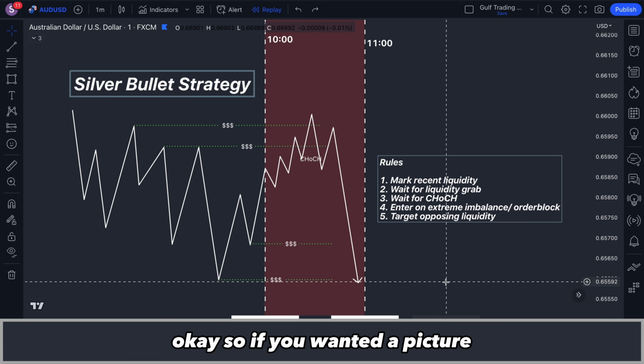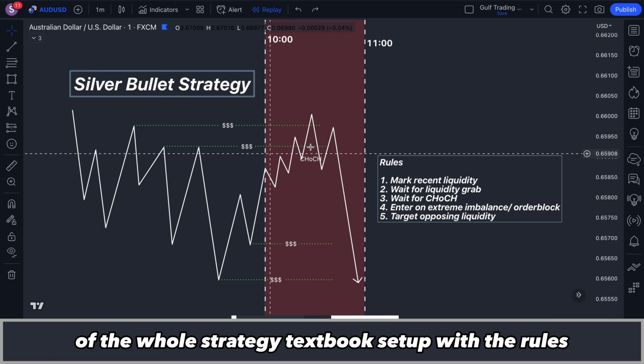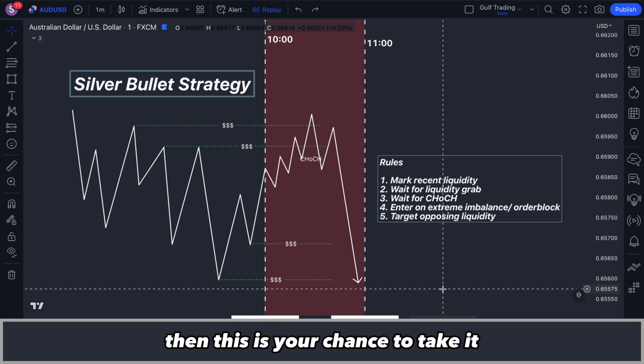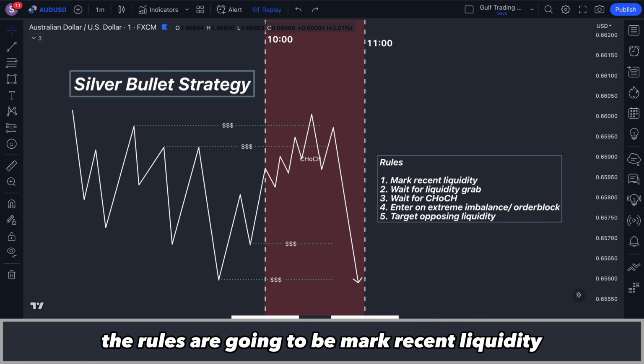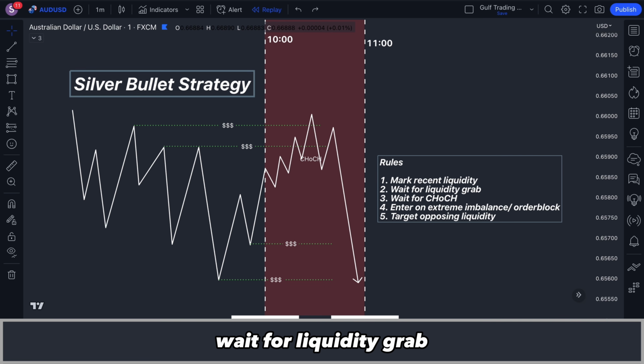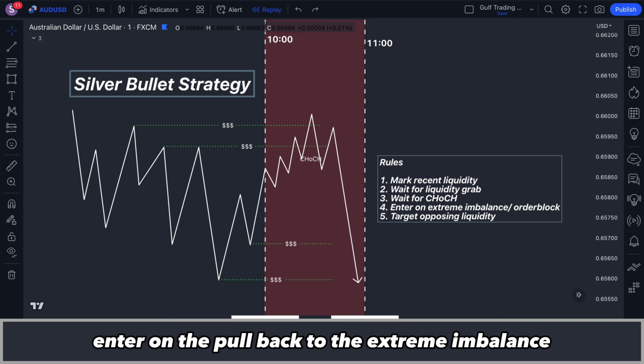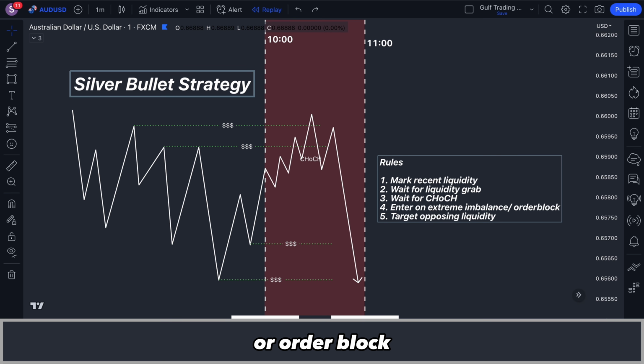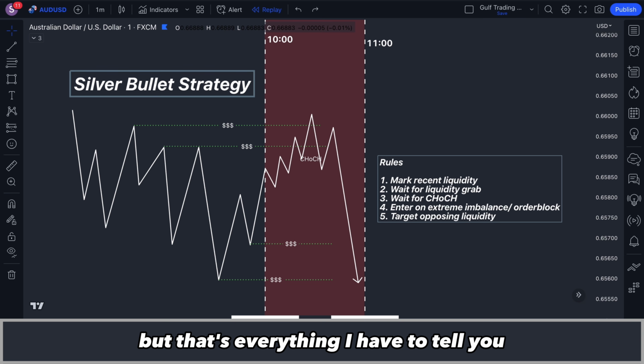Okay, so if you wanted a picture of the whole strategy textbook setup with the rules, then this is your chance to take it. The rules are going to be: mark recent liquidity, wait for a liquidity grab, wait for a change of character, enter on the pullback to the extreme imbalance or order block, and then target the opposing liquidity. And so it's a very easy strategy to follow, only takes an hour of your day. So hopefully if you're working, you can get the strategy in. But that's everything I have to tell you.